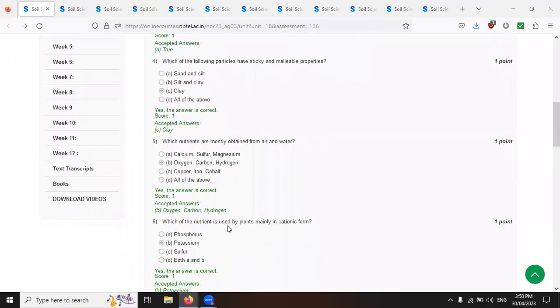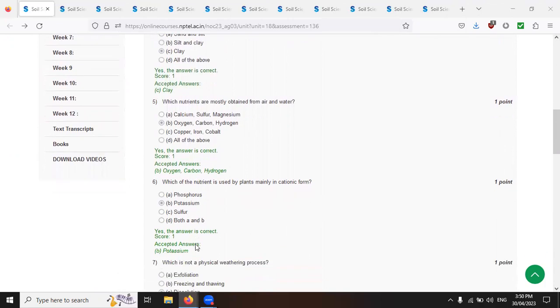Which nutrient is used by plants mainly in the cationic form? So which one has a plus after its element? Phosphorus doesn't, sulfur doesn't, potassium does. Potassium is K+, so it gets the check.